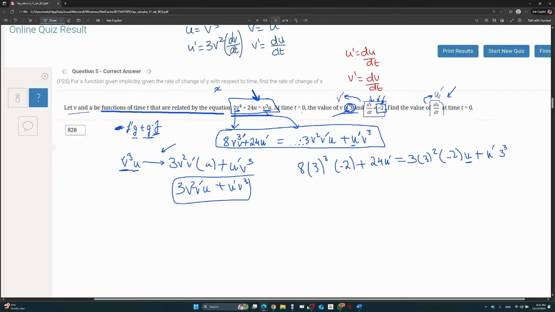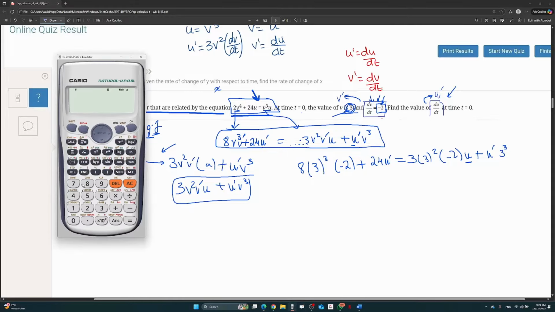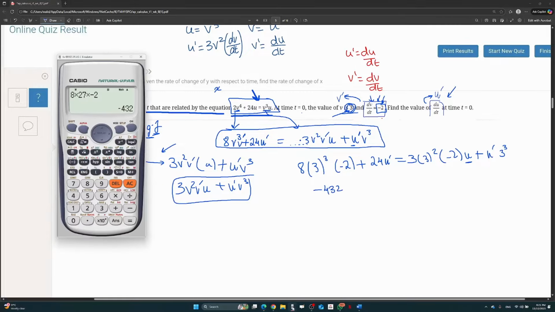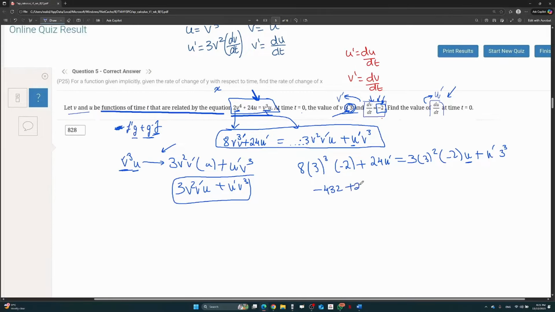So let's clean this up a bit because it's a bit ugly. 8 times 27 times minus 2, minus 432, plus 24 u prime equals negative 54 u plus 27 u prime. Now the problem here is that we have two unknowns. So we need to know what u is before we can proceed.